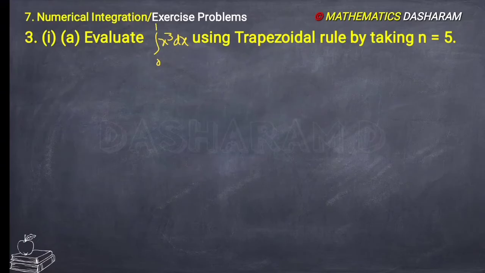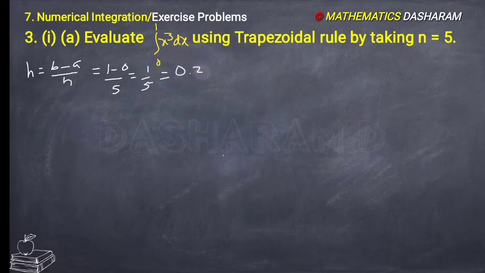Third bit, first problem: evaluate integration 0 to 1 x cube dx using the trapezoidal rule by taking the n value 5. That means the interval 0 to 1 is divided into 5 equal subintervals. So first of all, find the h value. H equals b minus a divided by n. Here b is the upper limit and a is the lower limit, divided by n value 5. So it is equals to 1 by 5, which equals 0.2.